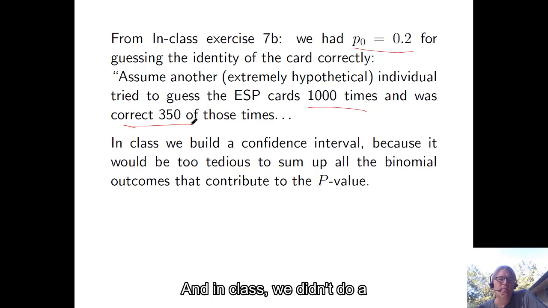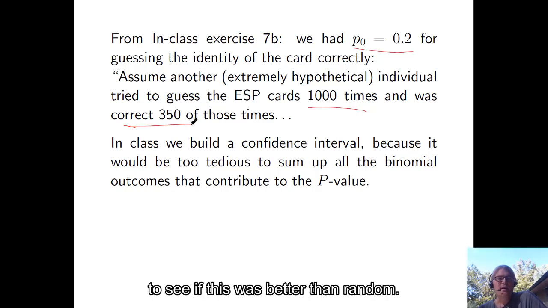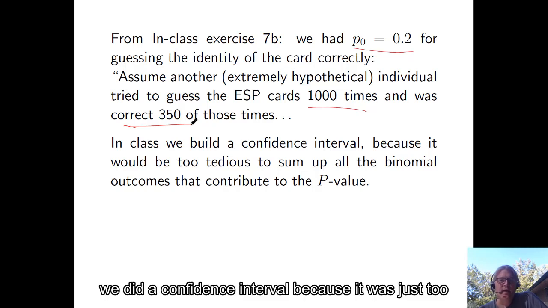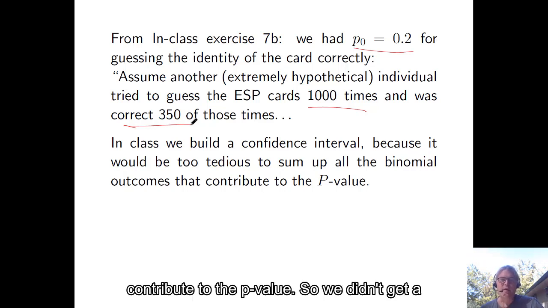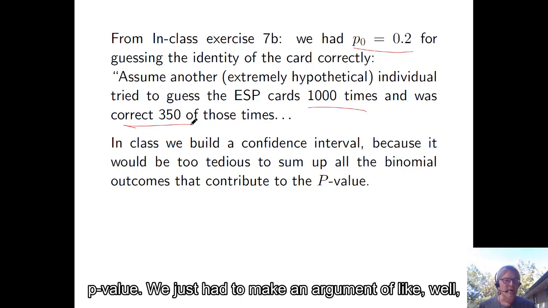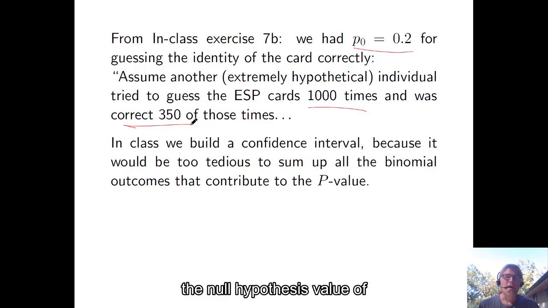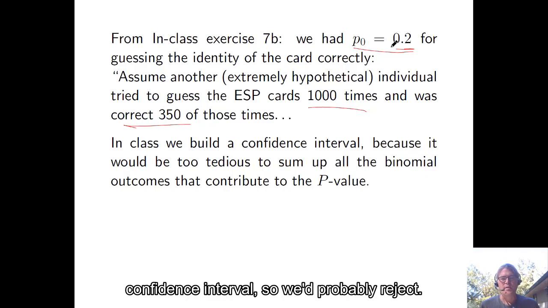And in class, we didn't do a hypothesis test to see if this was better than random. We did a confidence interval because it was just too tedious to sum up all the tails of the binomial distribution that would contribute to the p-value. So we didn't get a p-value. We just had to make an argument of like, well, the null hypothesized value of 0.2 was outside of our confidence interval, so we'd probably reject.